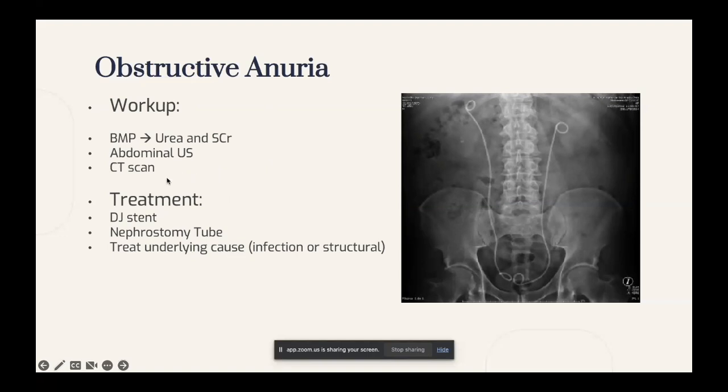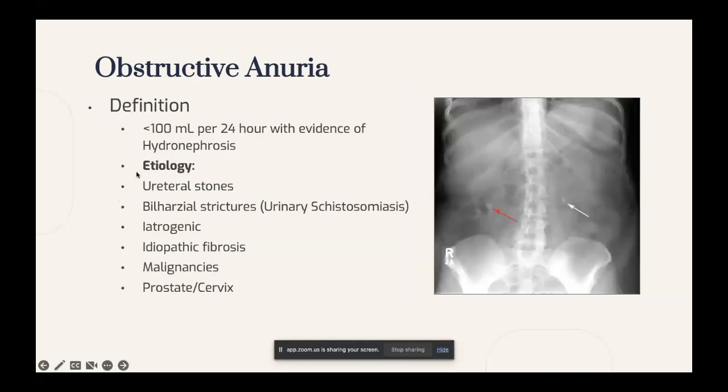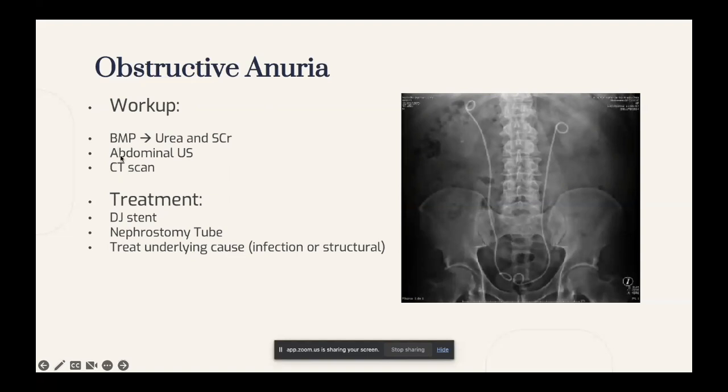A CT scan can also help us in identifying what the cause of the obstructive anuria is. It can be a stone, or one of whatever these findings are. We can identify it on a CT scan. So a CT scan is considered the gold standard imaging study for obstructive anuria, but we initially do an abdominal ultrasound.